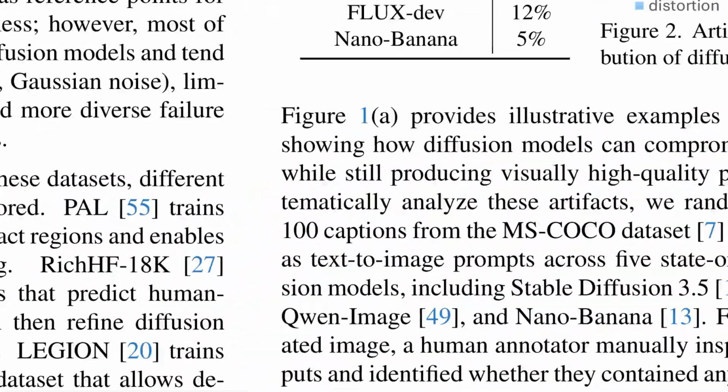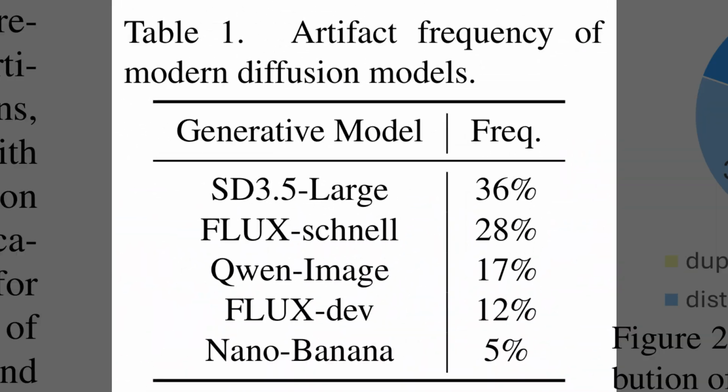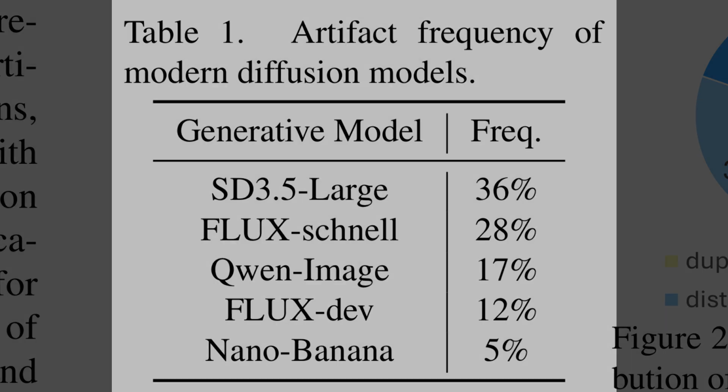Well, having seen the types of flaws in Figure 2, Table 1 now quantifies how often they actually happen in modern models. It is striking that Stable Diffusion 3.5 Large generates artifacts in 36% of its outputs, which is a significant portion. Flux Schnell follows at 28%. In contrast, Nano Banana demonstrates much higher stability with an artifact frequency of just 5%. These numbers confirm that structural defects are not solved problems, even for top-tier generative systems.